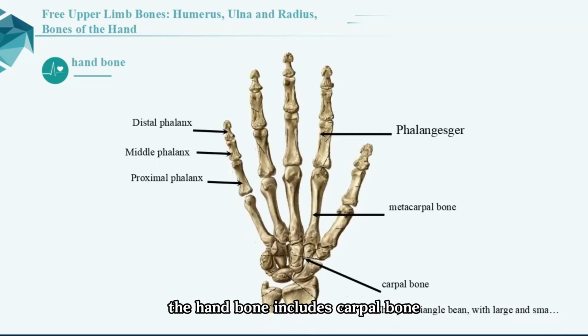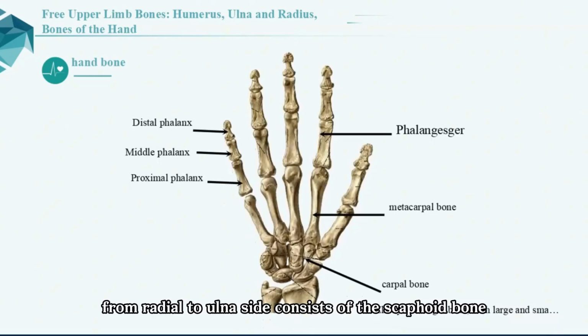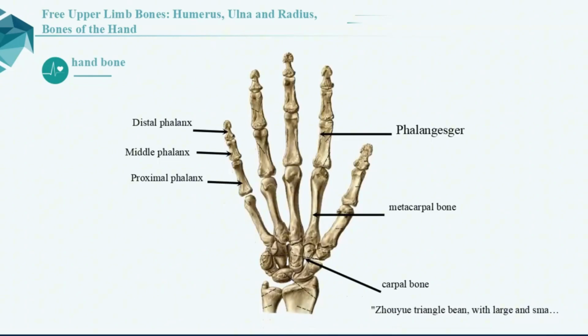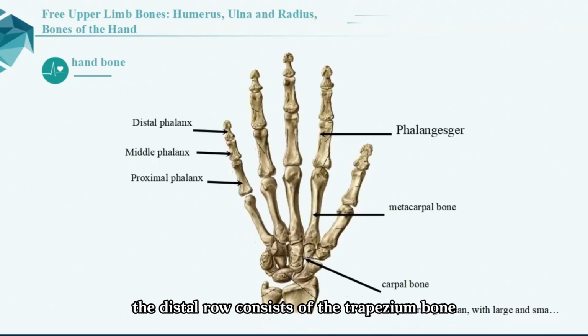The hand bone includes carpal bone, metacarpal bone, and phalanges. There are 8 carpal bones, arranged in proximal and distal rows. The proximal row, from radial to ulnar side, consists of the scaphoid bone, lunate bone, triquetral bone, and pisiform bone. The distal row consists of the trapezium bone, trapezoid bone, capitate bone, and hamate bone.